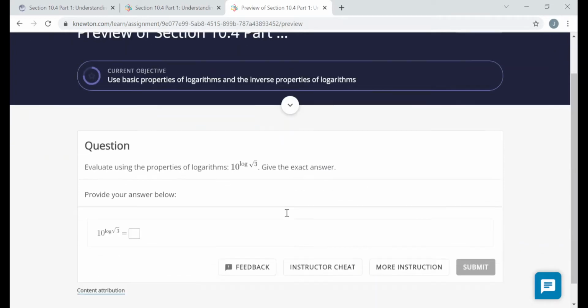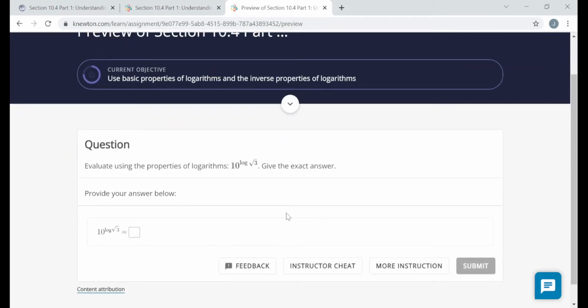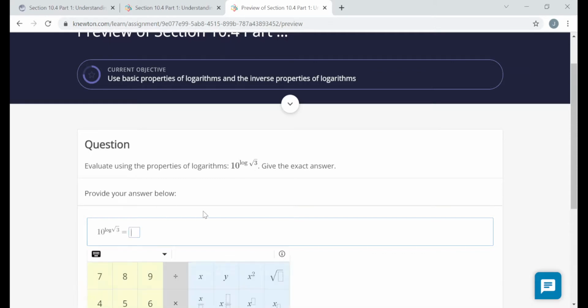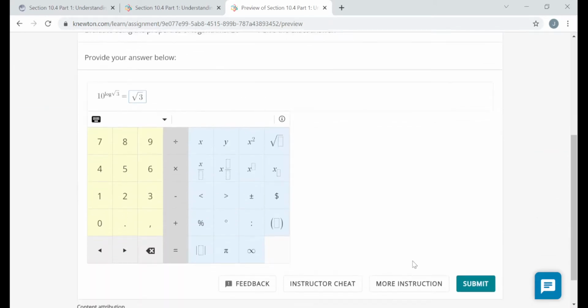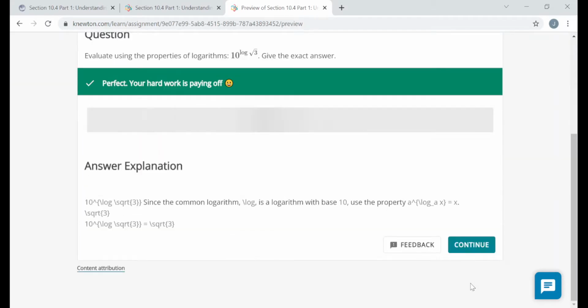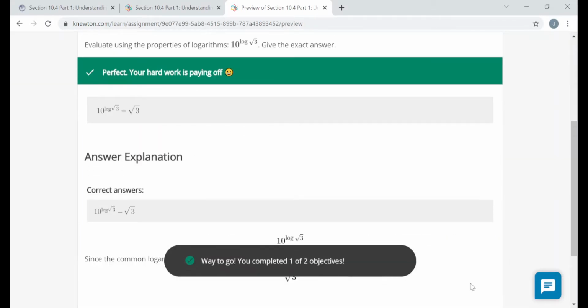So very similar to one we saw earlier. 10 raised to a log base 10. Right, so 10 raised to an exponent, that's just a log base 10, so these will undo each other, and I'm left with the argument of the logarithm. 10 raised to the log of the square root of 3 is just the square root of 3. Very, very easy. Don't need to write that out. Very quick. Great, so that objective is done.